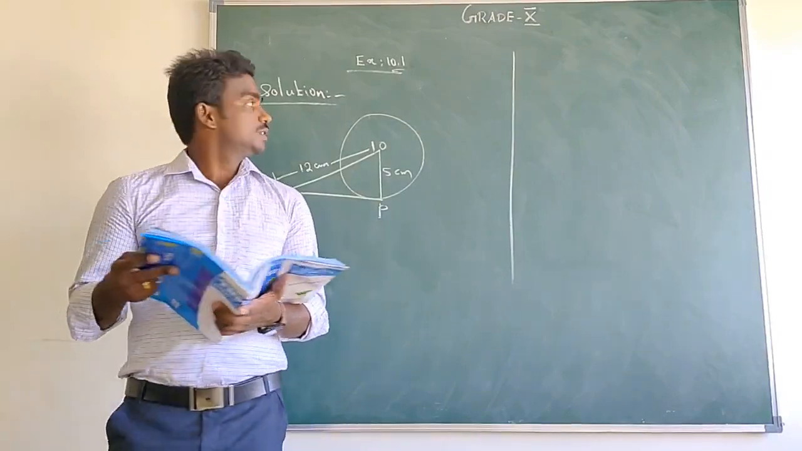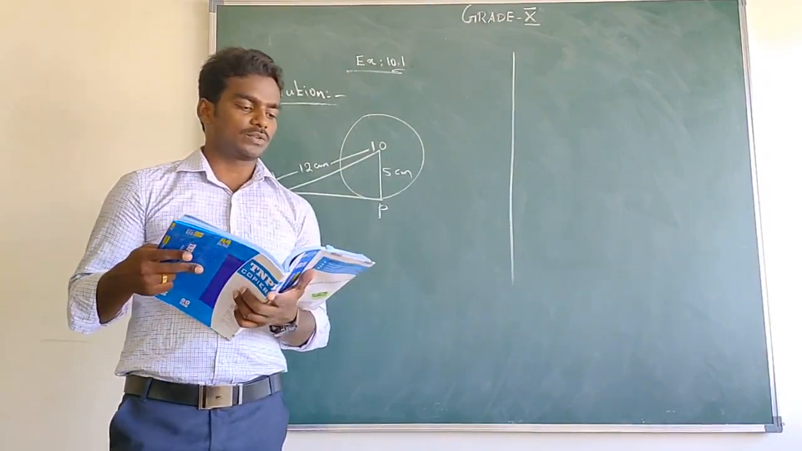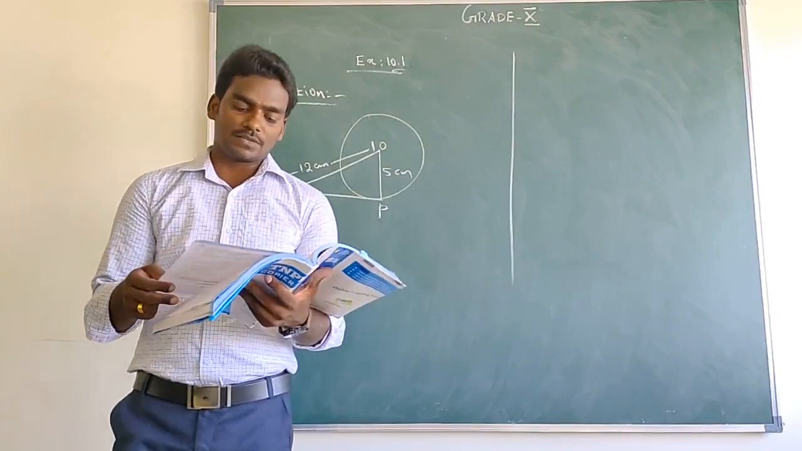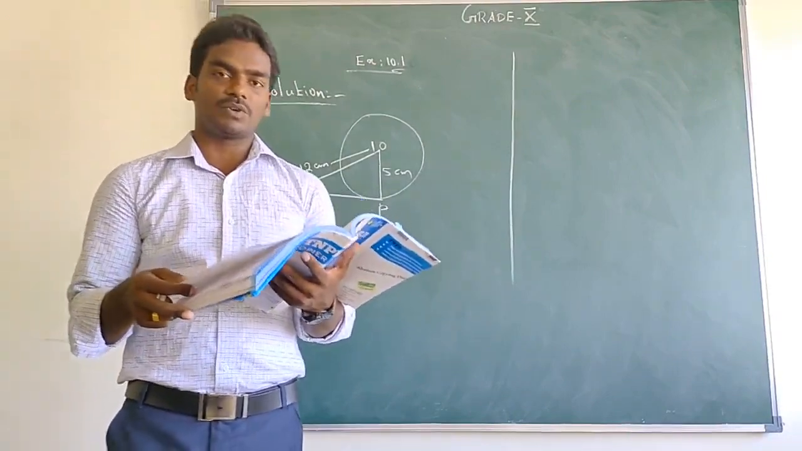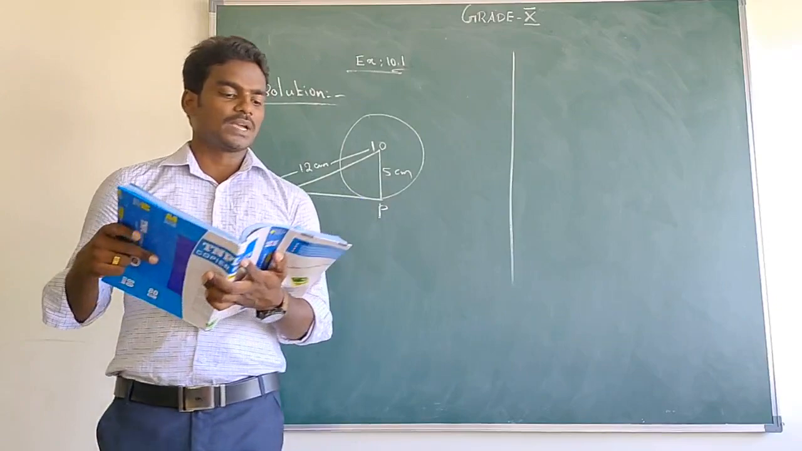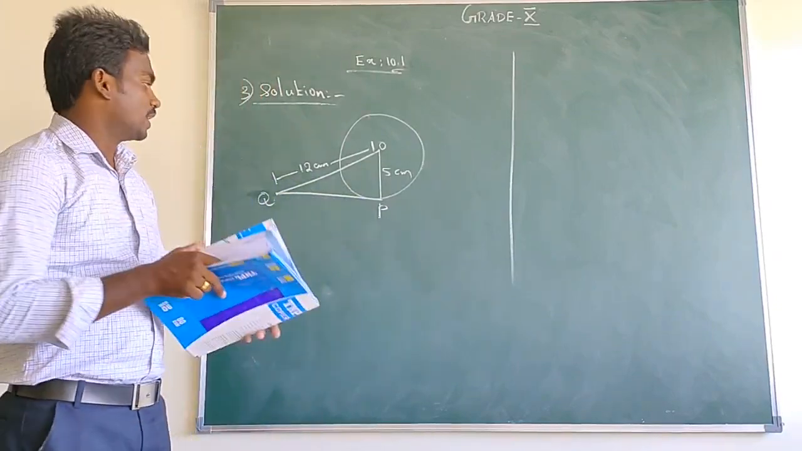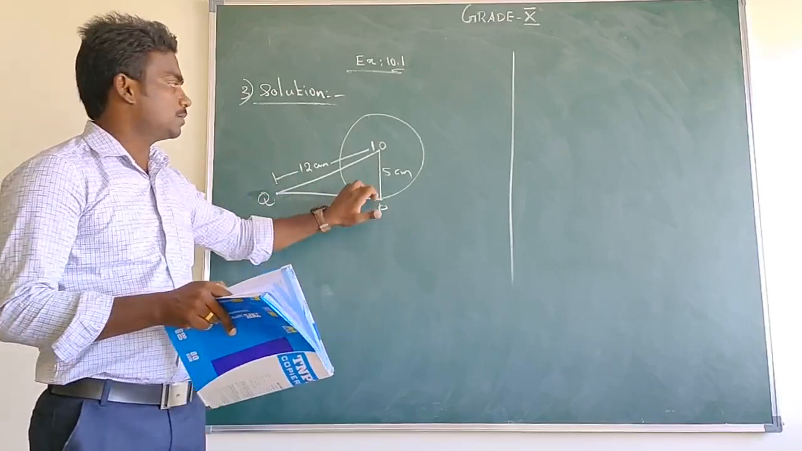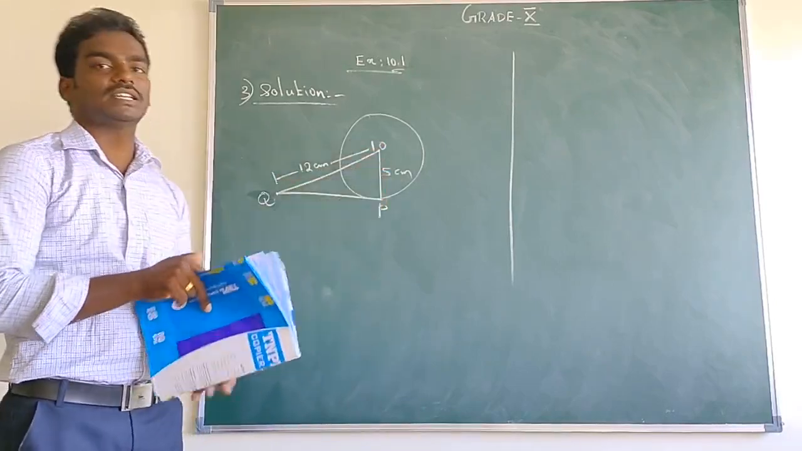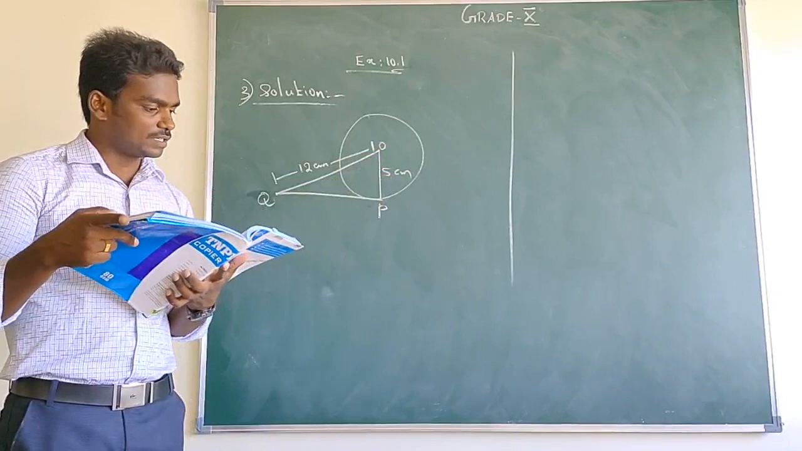Next, see your third question in exercise 10.1. The first and second questions are fill in the blanks and choose; you will do those sums in your book itself. Next, third question: a tangent PQ at a point P of a circle of radius 5 cm. So the radius is 5 cm, as given.